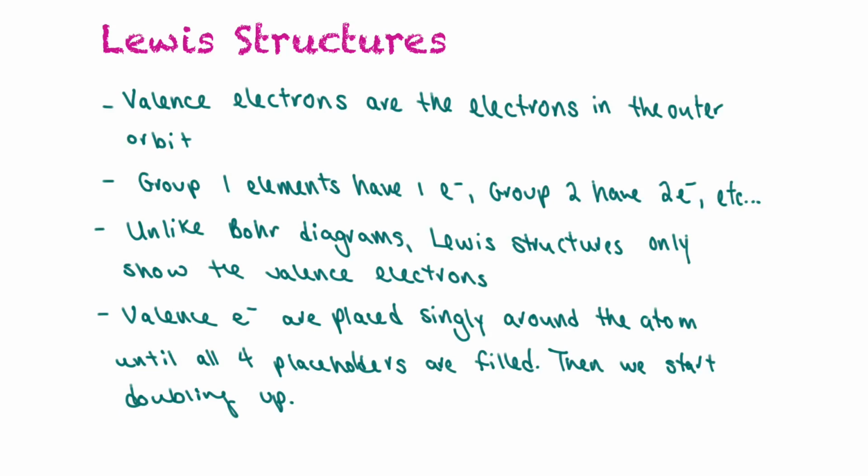Unlike Bohr diagrams, Lewis structures only show the valence electrons. If you remember Bohr diagrams, you had to draw all the electrons in all the orbits, so it was a little bit tedious and unwieldy to do. So in a Lewis structure, valence electrons are placed singly around the atom until all 4 placeholders are filled, and you'll see this in our examples. And then after you've filled all 4 placeholders, you can start doubling up.